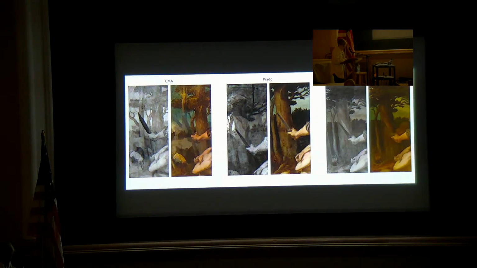The area of the trees in the left background was left unresolved in the Cleveland painting and was partially used as a basis for one of the smaller trees in the Prado version. The branches were painted out in the CMA version with the same blue that surrounds the blade of the knife.